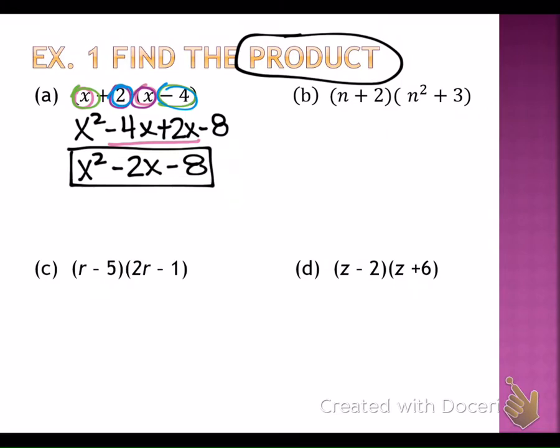Now let's look at letter B. All right, Luca, what does the F stand for in FOIL? First, so what are my first terms that I'm going to multiply together?